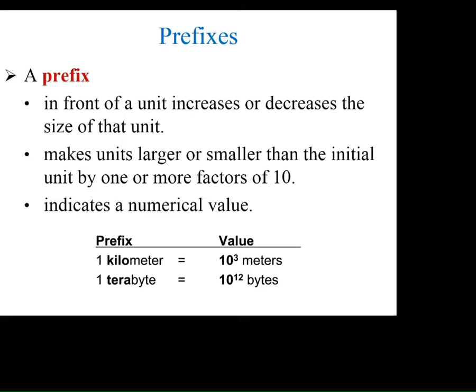Okay. So, for example, 1 kilometer. You find kilo on your chart. Kilo means 10 to the third, right? See it on your chart there? So, a kilometer is 10 to the third meters. A kilogram would be 10 to the third grams. A kilosecond would be 10 to the third seconds. A kiloliter would be 10 to the third liters.